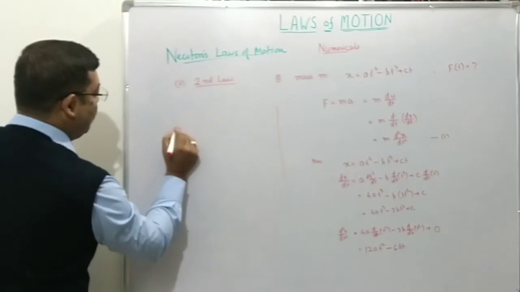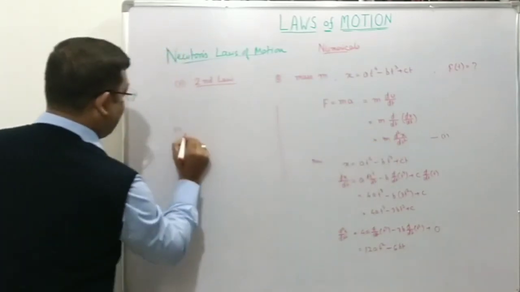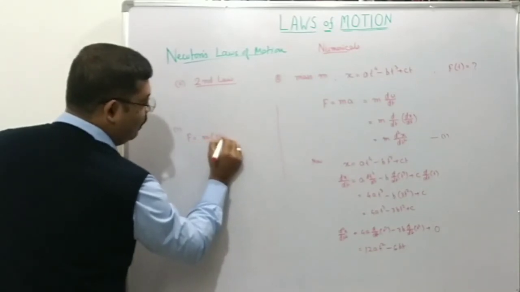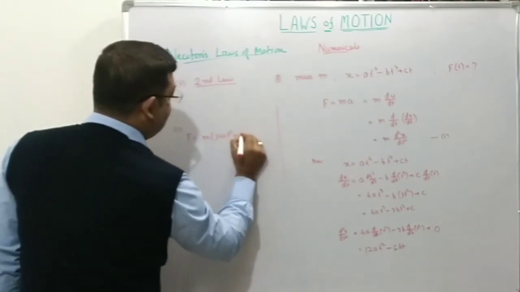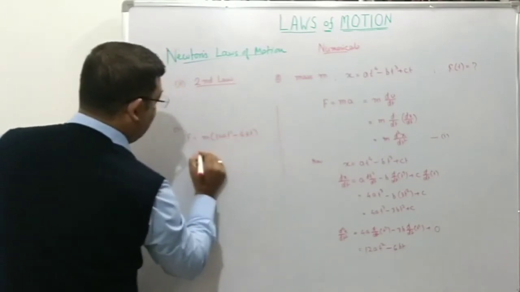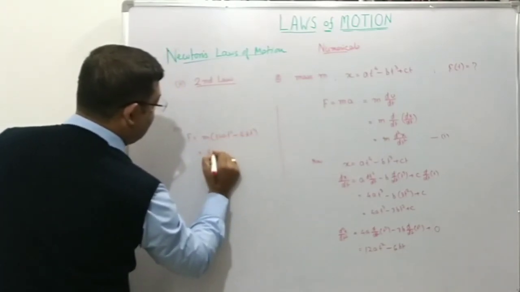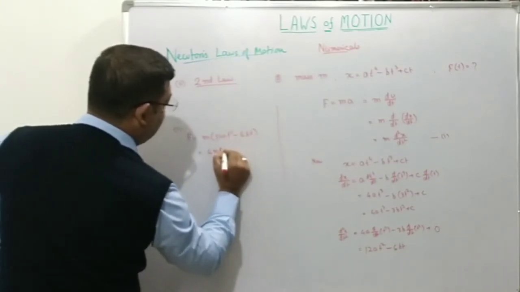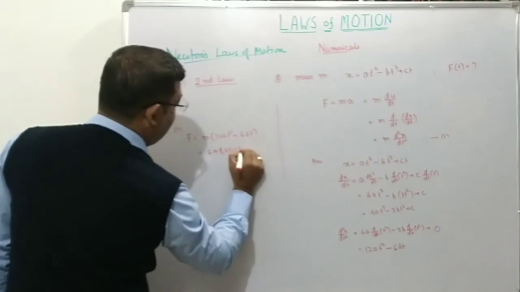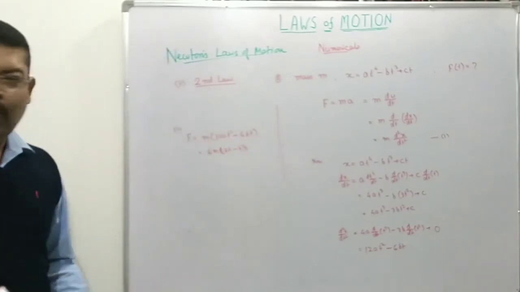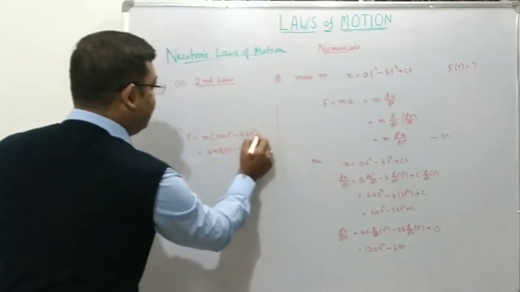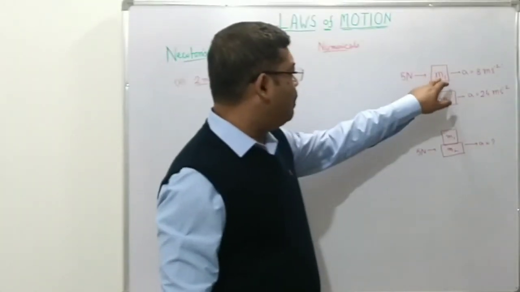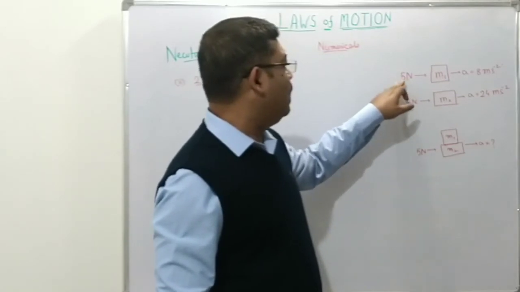Therefore, equation number 1 will give us f equal to m into 12a t square minus 6b t, or we can say 6m into t, 2a t minus b, whichever way you prefer with parentheses. This is the answer.